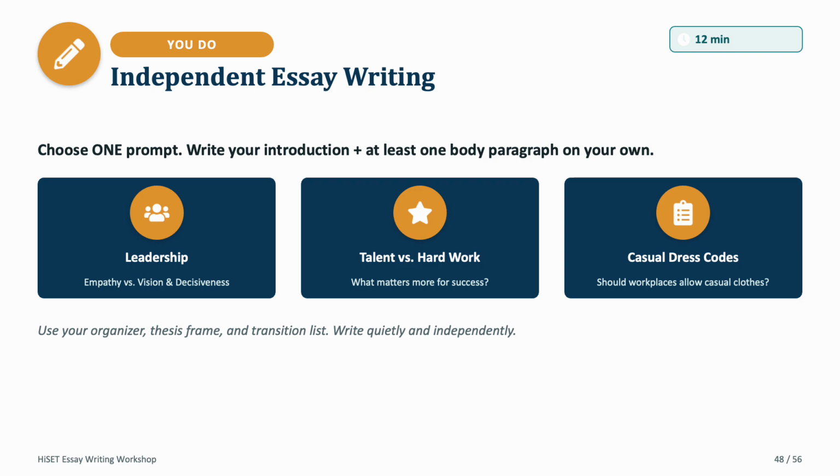Use your organizer, use your thesis frame, use the transition list. At minimum, write a strong introduction and at least one complete body paragraph. Work quietly and independently. Your teacher will walk around, and if you're stuck, your teacher's not going to write the essay for you, but can help you. This is your opportunity to practice.